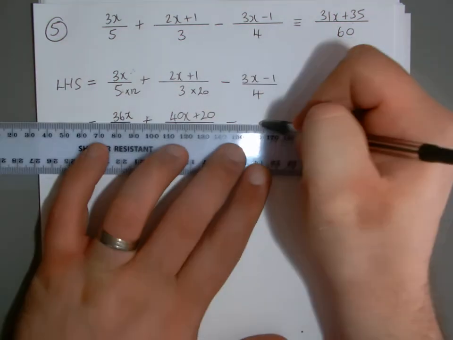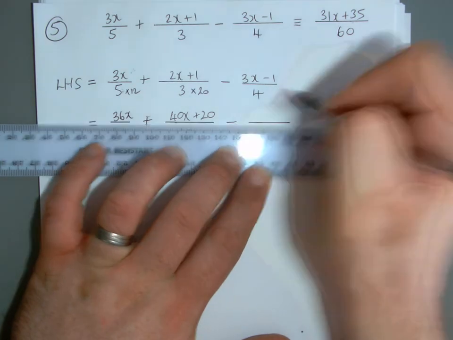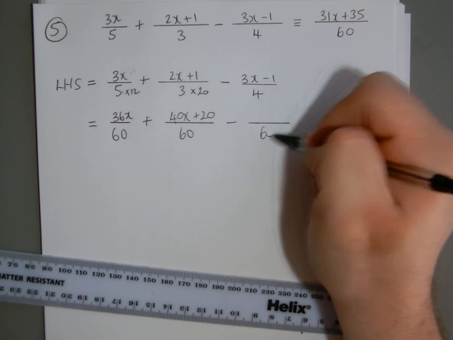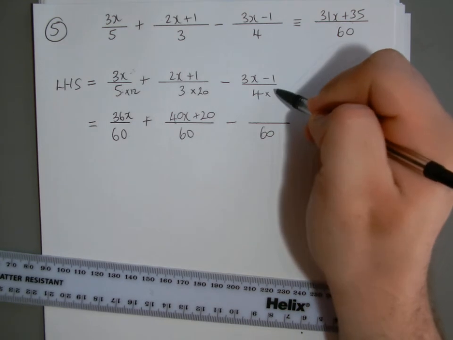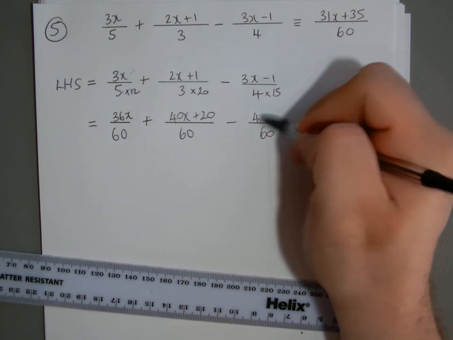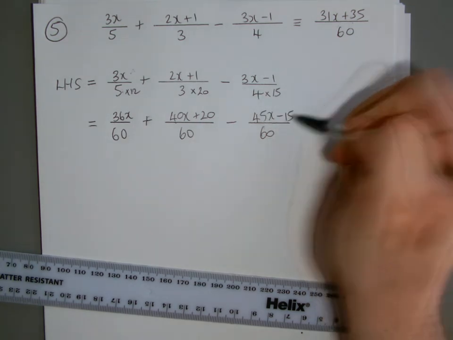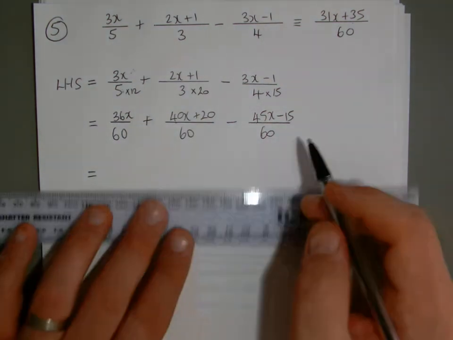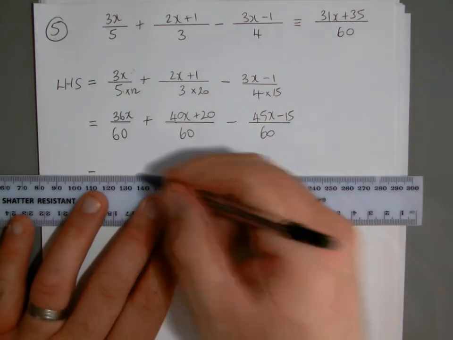Finally then, the fraction here at the end, 4 to get to 60, well, 4 goes into 60 15 times, isn't it? So I'm going to times the top by 15, so I get 45x minus 15. Okay, so what we can do then is put it together as one fraction, all over 60.